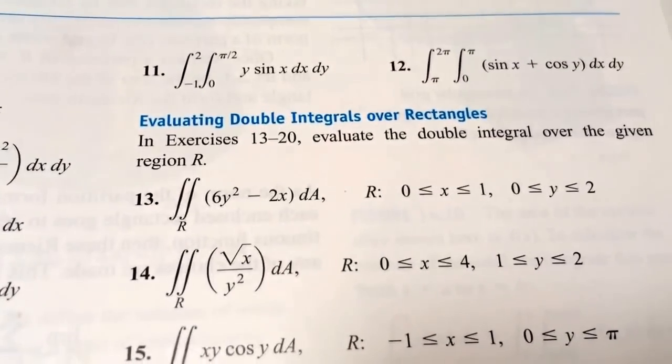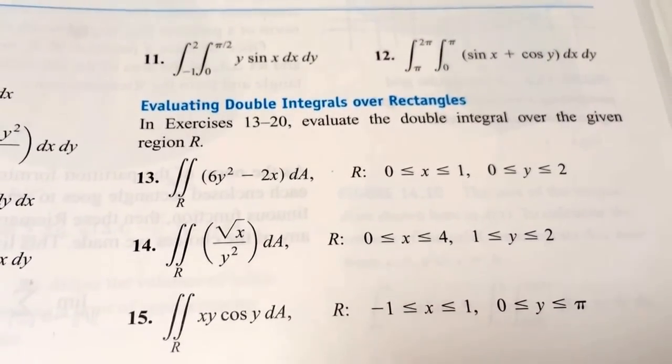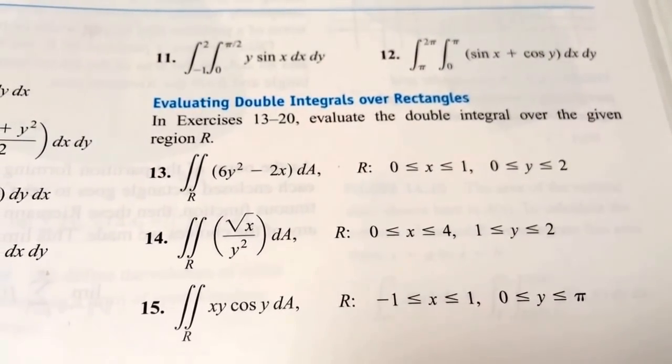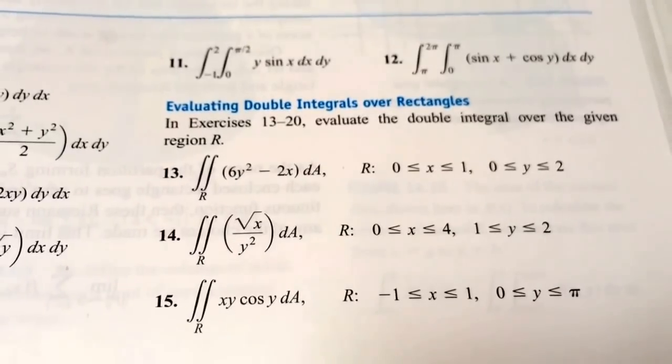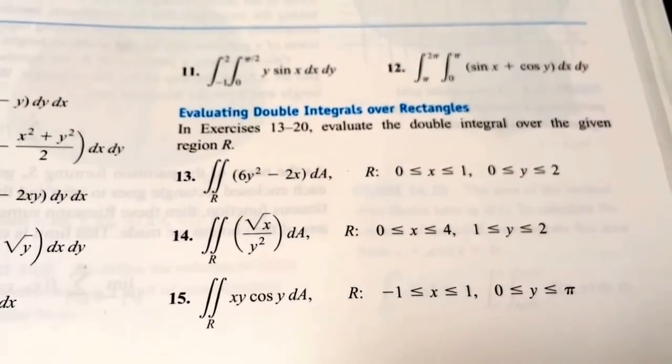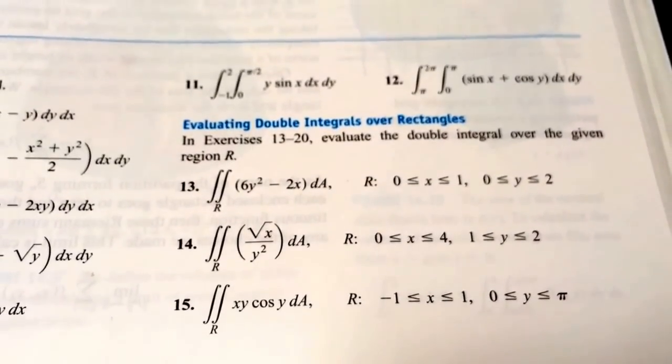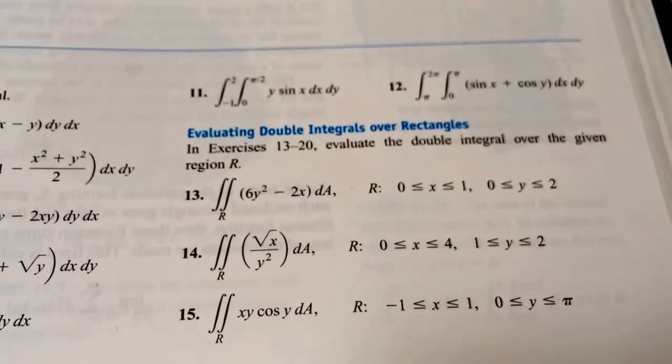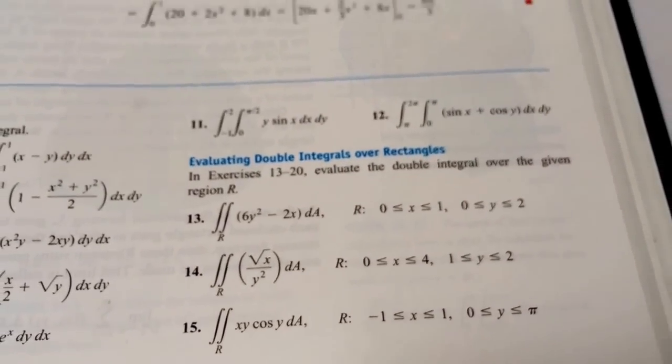13 to 20, notice they do not set it up for you. So according to Fubini's Theorem, if these are continuous over these regions, then either order works. And so what I've done, you do not have to do this, okay? You just pick one way and do it one way. But I've done it both ways unless one way was considerably harder than the other, and then I only did the easier way. But just so you can see.